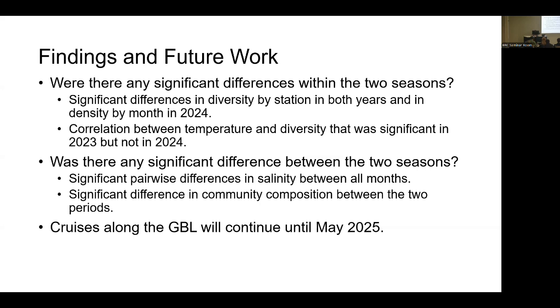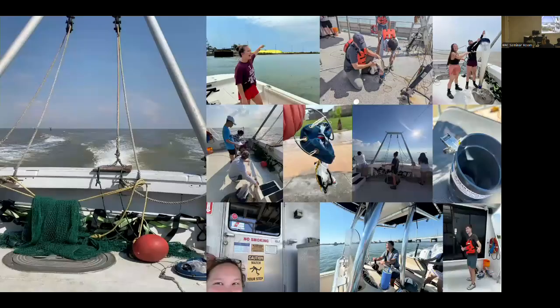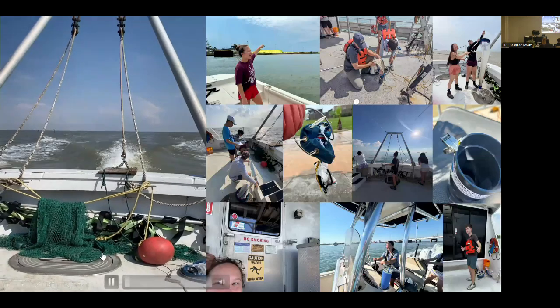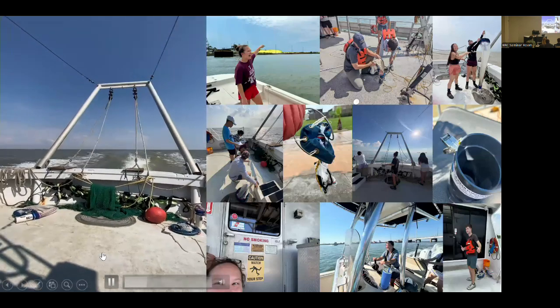And then just generally for future work, cruises along the Galveston Bay line will continue until May of 2025, which is next month, and hopefully beyond. And then this is just some fun times that we've had in the field. I just wanted to put up some pictures of field work, and I have a very brief video of us, or not me specifically on the boat, but just in the bay, driving around.